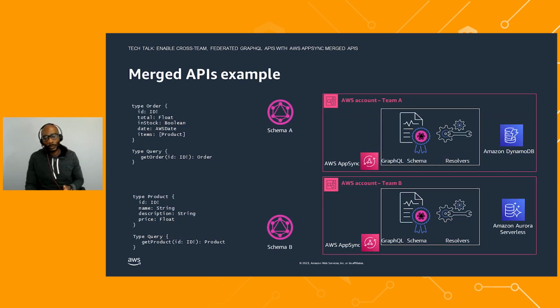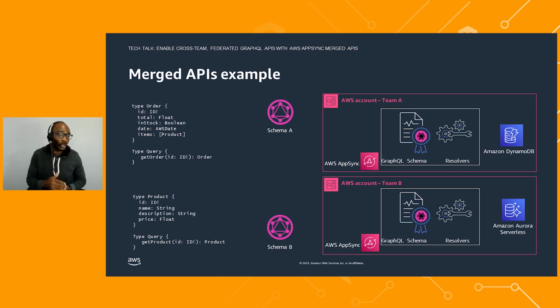With merged APIs, organization can simply import the resources of multiple development team owned source AppSync APIs into a single merged AppSync API. And they can then expose that merged API to their clients.